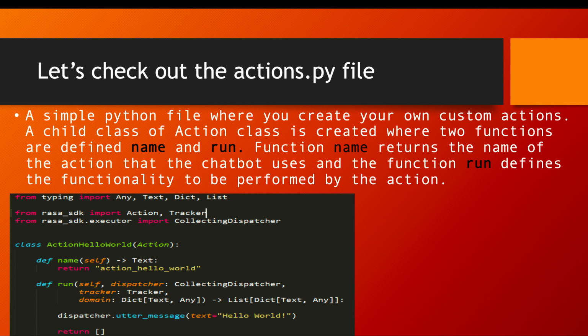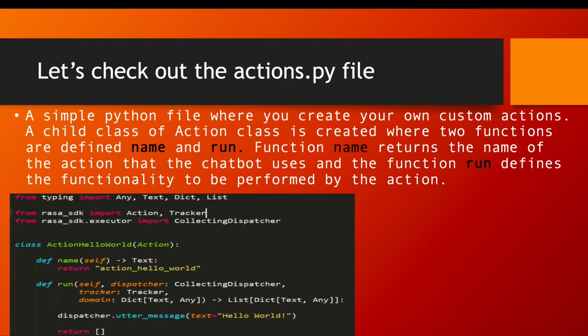Let's check out the actions.py file. It's basically a simple Python file where you create your own custom actions. You have to create a child class of the Action class, and then you have to specify two functions. One is name and another is run. The function name returns the name of the action that the chatbot uses. And the function run defines the functionality that the chatbot has to perform when it calls this action.